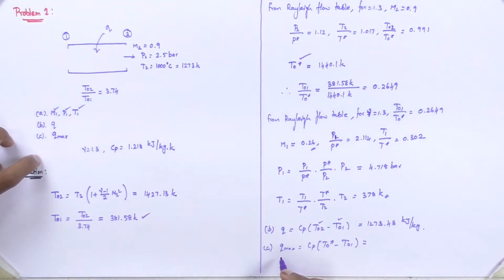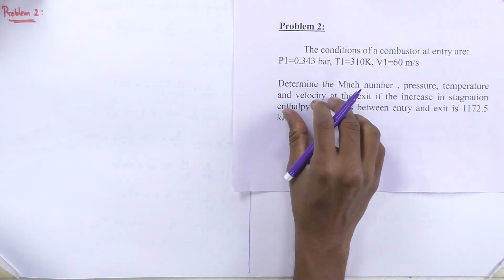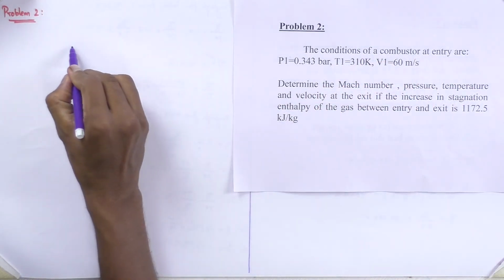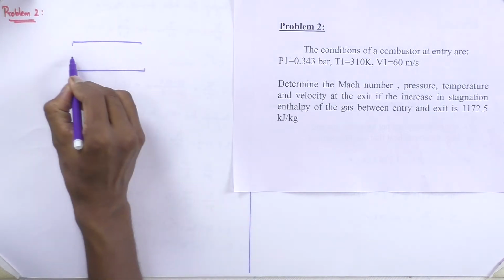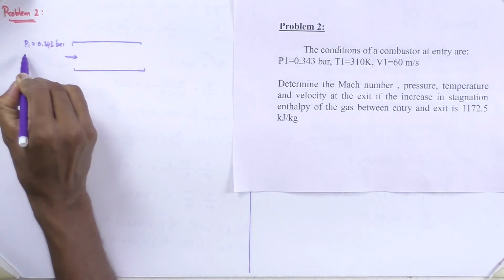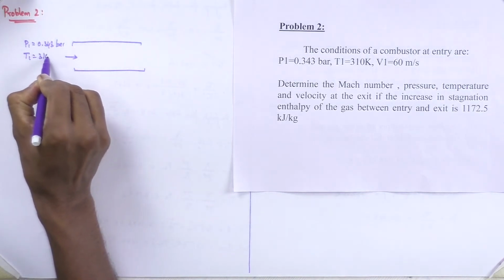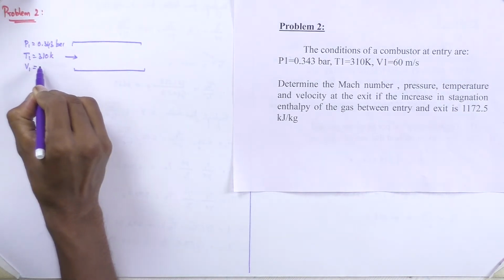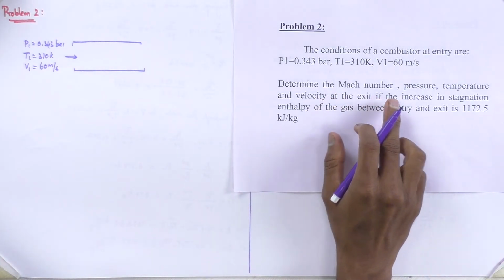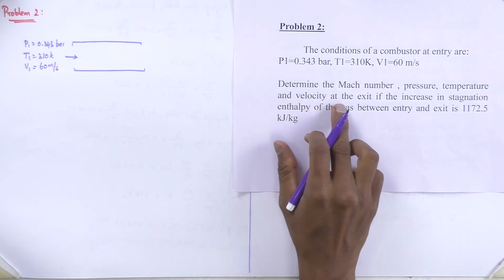So after the calculation we will get this maximum heat that can be supplied. This value as 1289 kilojoule per kg. Problem number 2. The conditions of a combustor at entry are, P1 is equal to 0.343 bar, then T1 is equal to 310 Kelvin, then velocity V1, that is 60 meter per second. Determine the Mach number, pressure, temperature and velocity at the exit.